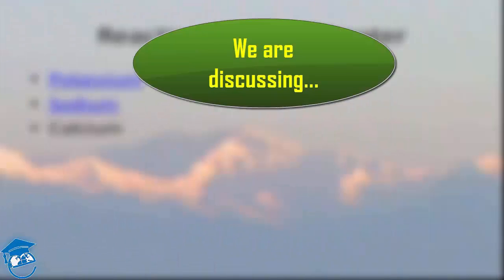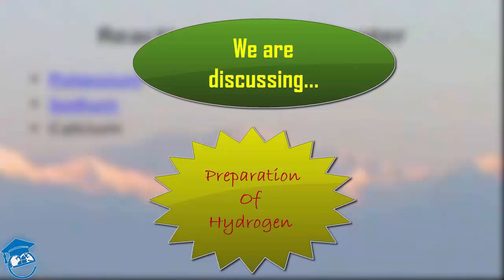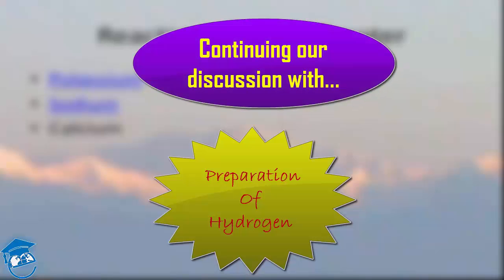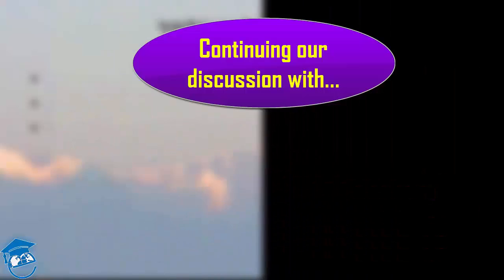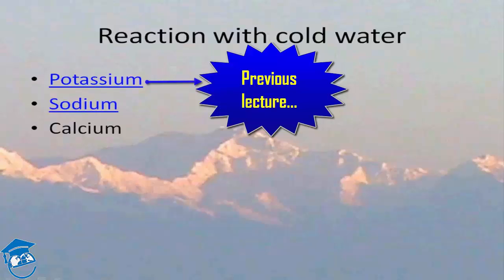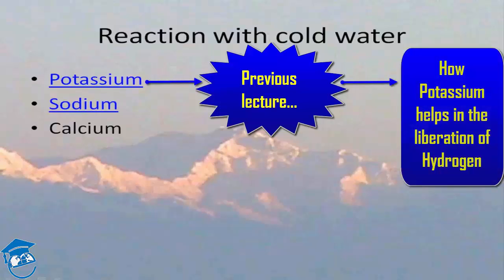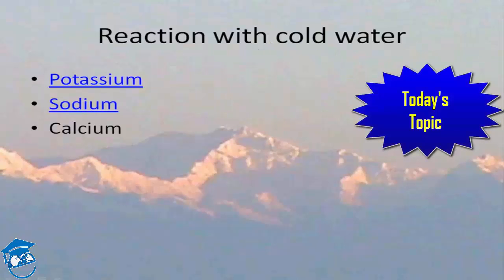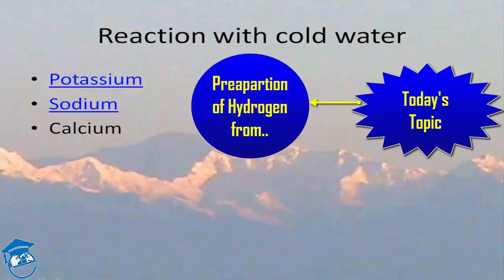Friends, as we are discussing the very important section of our session, that is preparation of hydrogen, where it can be prepared through water, acids and alkalis which contain hydrogen. So continuing with the subsection, that is preparation of hydrogen from water, wherein in the preceding video we learned how potassium helps in the liberation of hydrogen. So in these slides, we shall understand the preparation of hydrogen from sodium. So let's start with the session with sodium part.